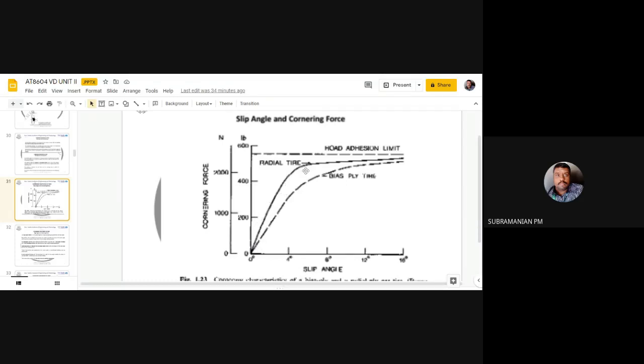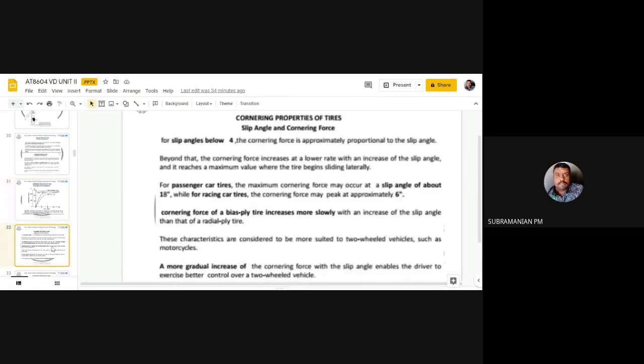But after 4 degrees, the slip angle is going to increase more, and the cornering force is not increasing more. It is not following the trend of increase in slip angle. It is not proportional to the increase in the slip angle. So what we can say, the cornering force is increasing at a lower rate. After that, it will be reaching the maximum value.